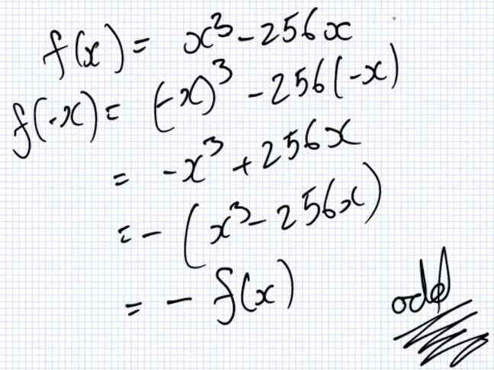Right, what about this function? F of x equals e to the x. Even, odd, or neither? Neither. So f of minus x equals e to the power of minus x, which does not equal e to the x, right? They're two different things. And it does not equal minus e to the x. So you can't say it's even or odd because you can't get it back to f of x or minus f of x. So it's neither. All right, I'm going to give you one to try.